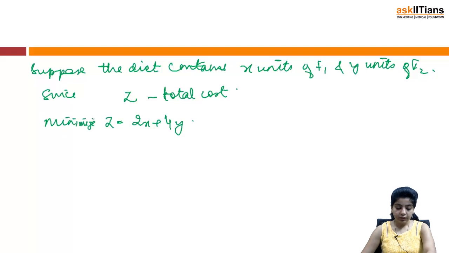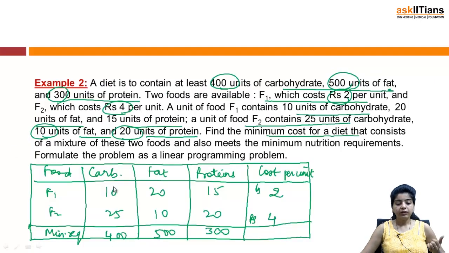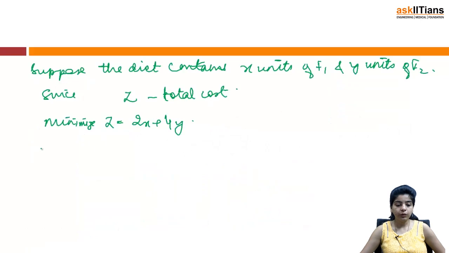Then X units of food F1 and Y units of food F2 will contain 10x plus 25y of carbohydrate. It is given that the minimum requirement is 400. So it will be 10x plus 25y is greater than equal to 400. Minimum means it should be at least 400.